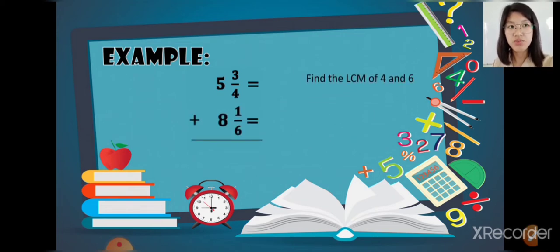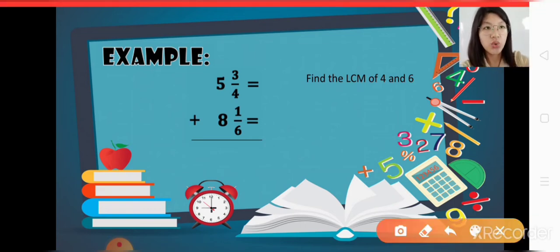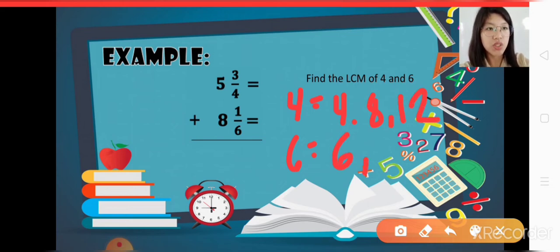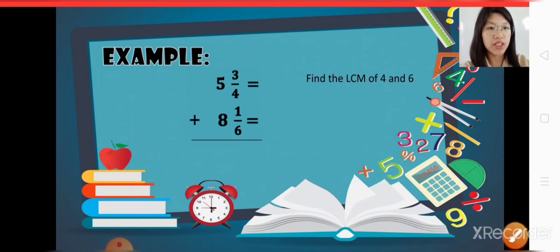So, first is to find the LCM of 4 and 6. Or, pwede namang direct natin kuhanin yung LCD. So, 4 and 6. Add natin sila by 1, 2, 3, 4, and so on. So, 4 times 1 will give you 4. 4 times 2 will give you 8. 4 times 3 will give you 12. Then, 6 times 1 is 6. 6 times 2 is 12. So, may magkapareho na ba sa kanila? Yes, which is yung 12. That's why 12 ang ating LCD.